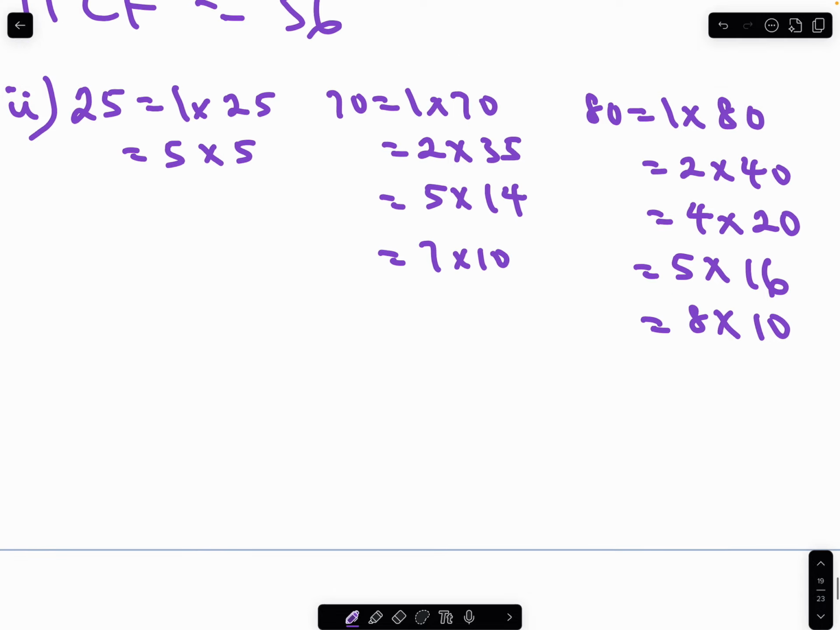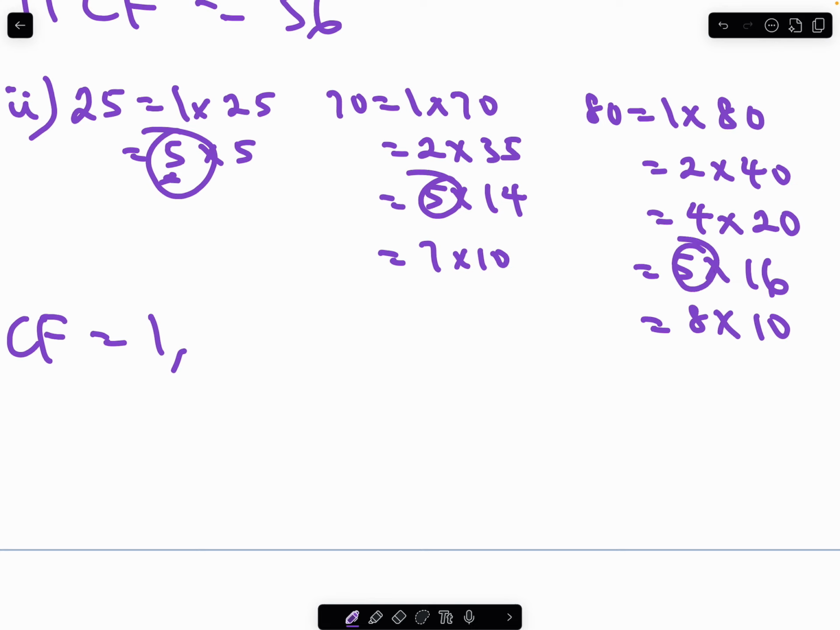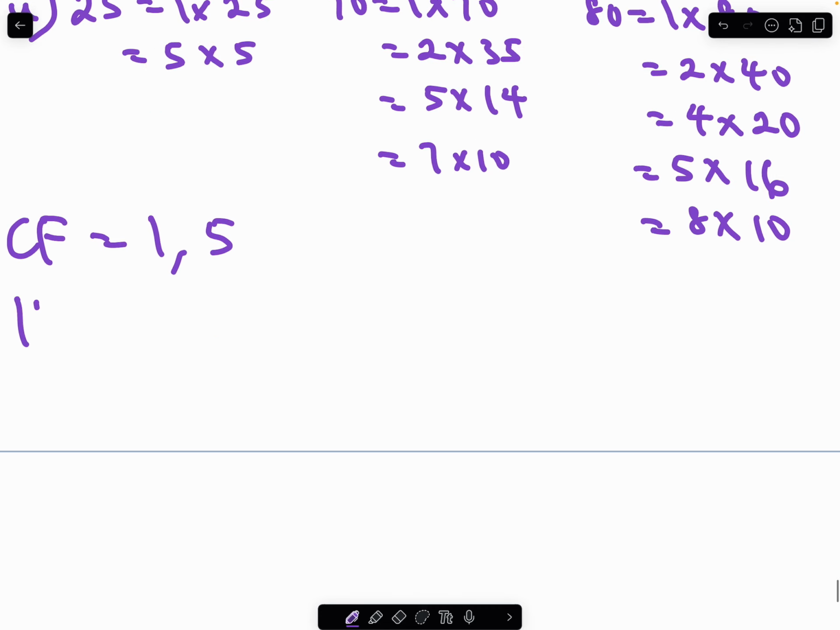So the common factors are 1. There's 1 in all of them. 5. There's 5 here, there's 5 here, and there's 5 here. So 1 and 5. And what else? 25 is not common to all of them. So the common factors are 1 and 5, and the highest common factor is therefore equal to 5.